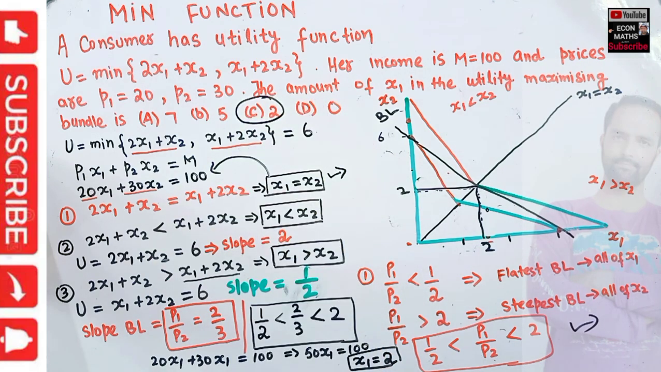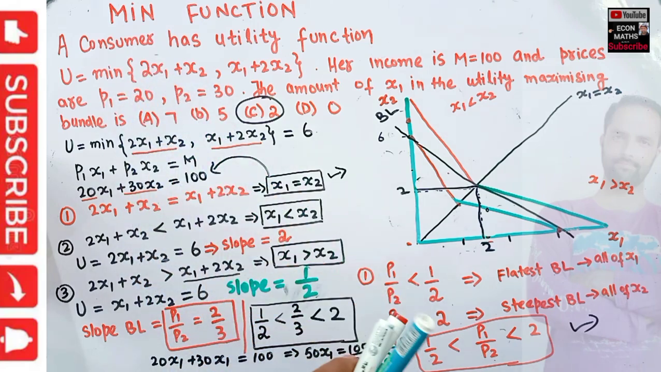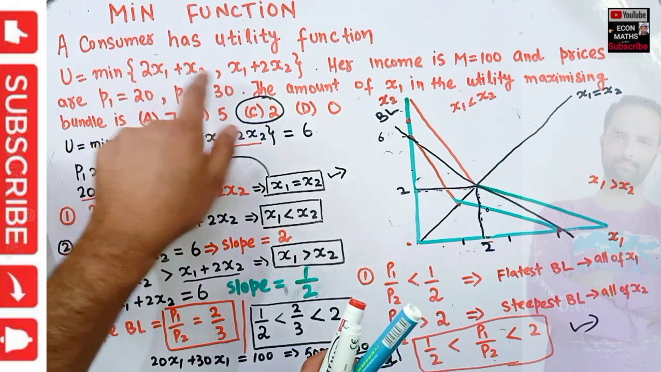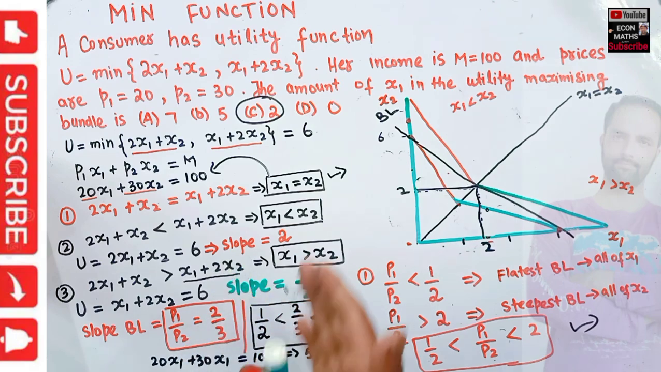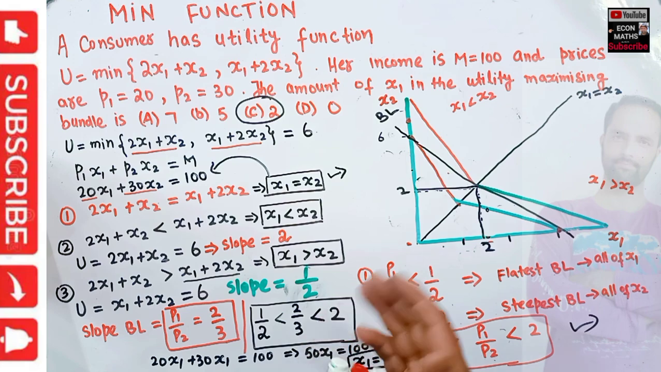This is it. How do we solve this kind of utility function, the min function? First we plot the indifference curve using the arguments which are in the brackets, and then we find the optimal combination.